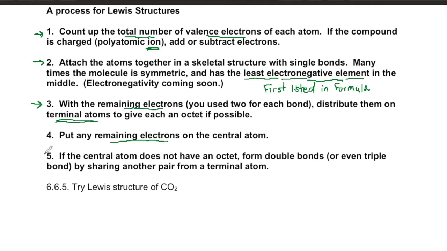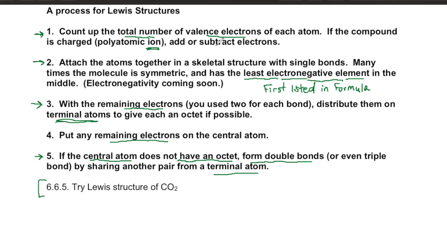And then at the end, take a look at your structure, and the central atom was the last one to get electrons, so it might not have an octet. You might have run out of electrons before you were able to make a full octet around the central atom, and so you can share with that central atom by forming some double bonds using the electrons that the terminal atoms have. Let's go ahead and try this with carbon dioxide as an example.